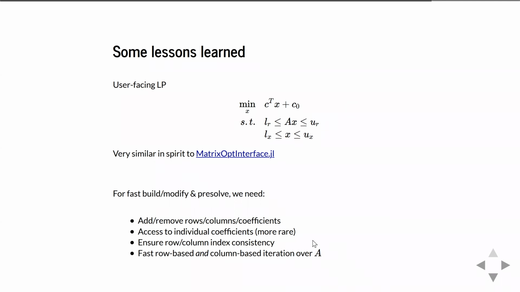And finally, for pre-solve, the most important feature is that you need fast access to row-based and column-based iteration over A. Pre-solve essentially goes through constraints and columns of the matrix and performs some small reductions. So you need to go through the matrix several times, you need to do it fast, and you need access to rows and columns.